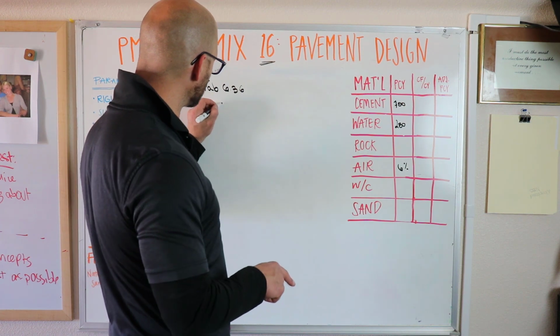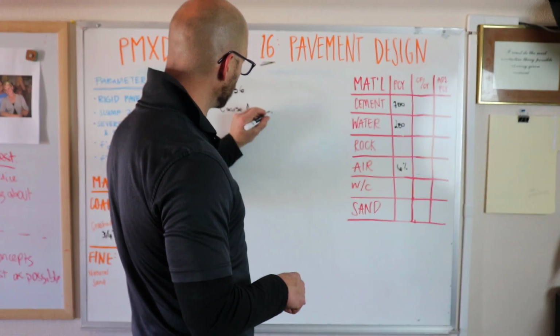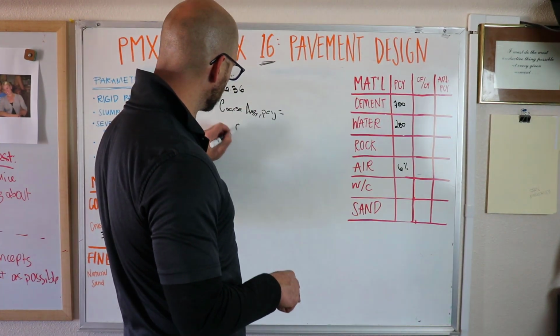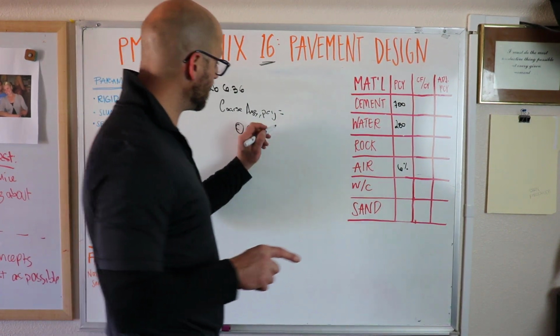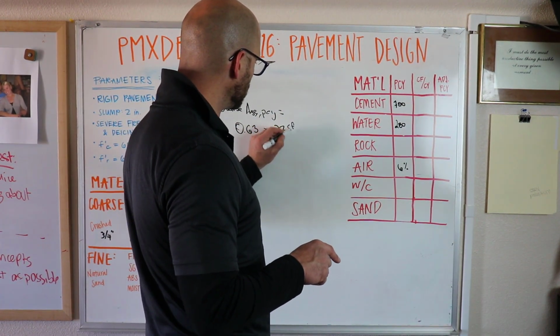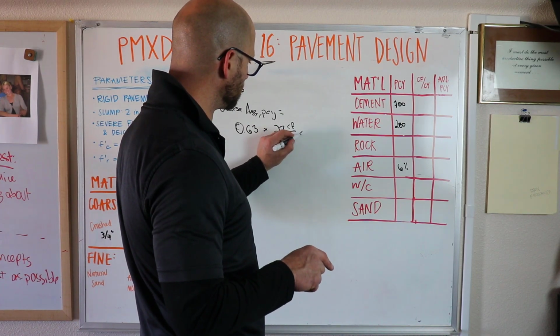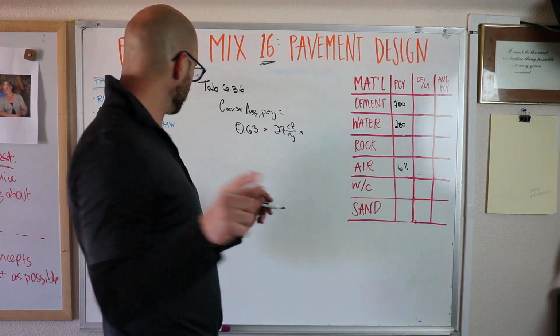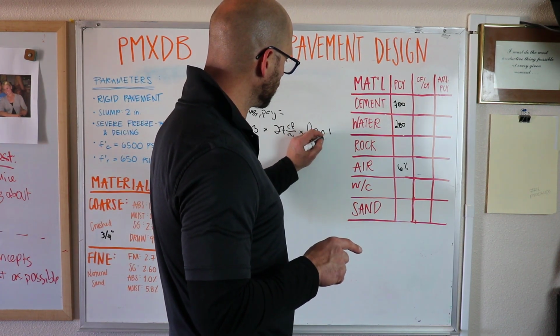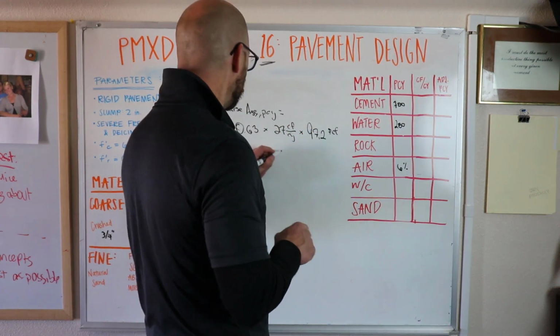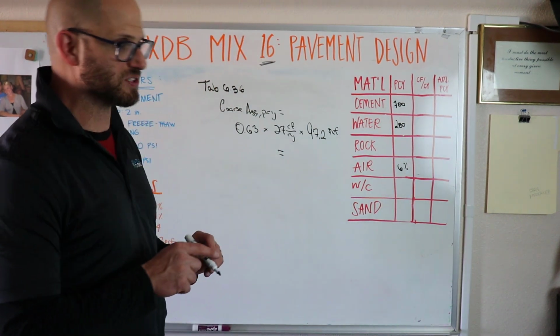So our coarse aggregate, and this is going to be in pounds per cubic yard, is going to equal that 0.63, and we're doing this on a 27 cubic feet per cubic yard basis, and we have to take into account our dry rodded unit weight, 97.2 pounds per cubic foot. And Haley, with that, how many pounds are we at?